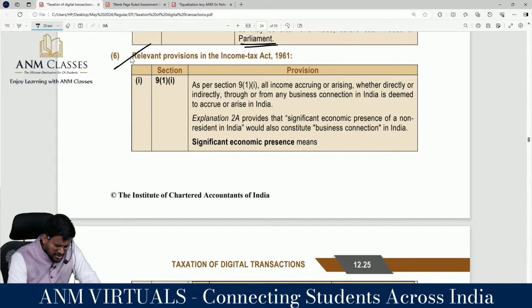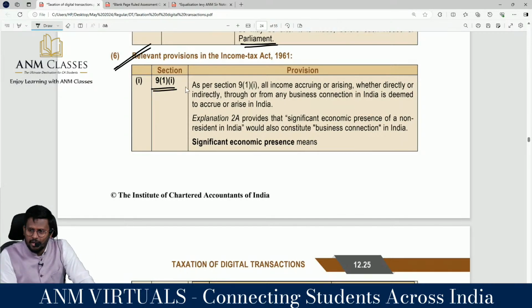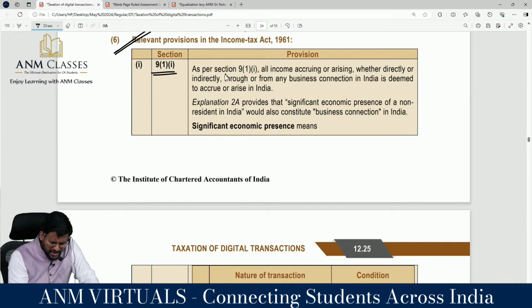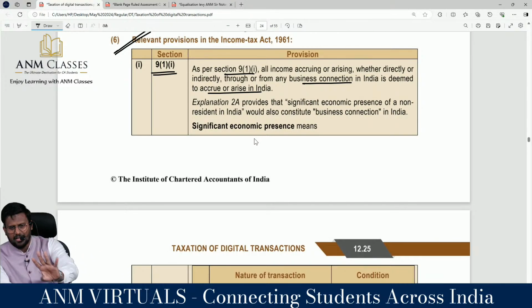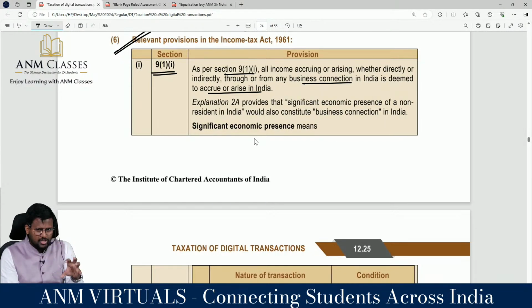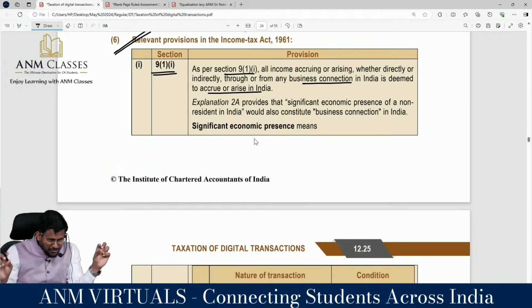So the relevant provision in the Income Tax Act is section 9(1). As per section 9(1)(i), all income accruing or arising, whether directly or indirectly, through or from any business connection in India is deemed to accrue or arise in India. Actually, as per section 9(1)(i), four elements are there: from any asset situated in India, from any source of income situated in India, from any business connection in India, and from any capital asset situated in India. We have already discussed this. In that, one of the lines is any business connection.